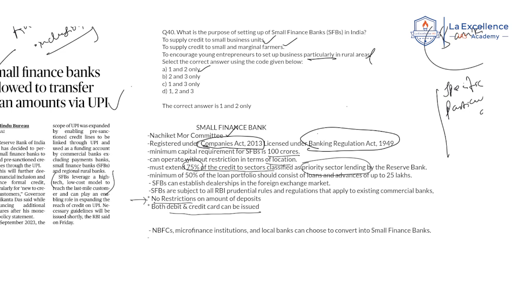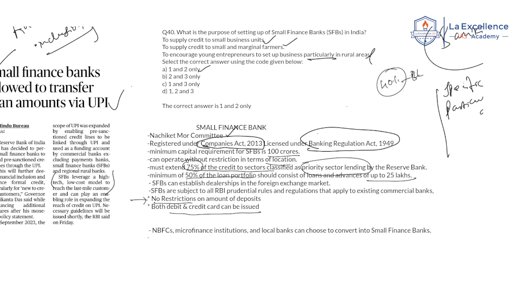Remember, this 75% fact is very important, because normal commercial banks have a limit of only 40% of the credit to be given to priority sector lending. But small finance banks have to give 75%, right? Now, another important condition is that a minimum of 50% of the loan portfolio should consist of loans and advances of up to 25 lakhs. Again, this is a fact you have to remember.